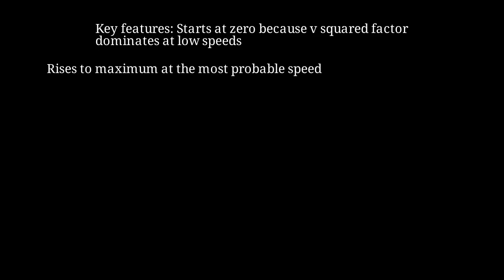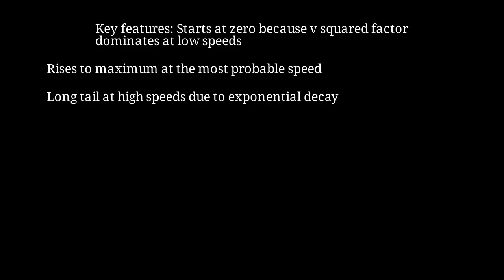Let's visualize and understand the shape of this remarkable distribution. Here's what the Maxwell distribution looks like. Notice it starts at 0, rises to a peak, then falls off exponentially. This is the famous bell-shaped curve, but skewed to the right. The distribution starts at 0 speed, because the v squared factor in the equation forces the probability to 0 as speed approaches 0. It then rises to a maximum at what we call the most probable speed, where the largest fraction of molecules are found. Finally, it has a long tail extending to high speeds due to the exponential decay term, representing the small but non-zero fraction of very fast molecules.